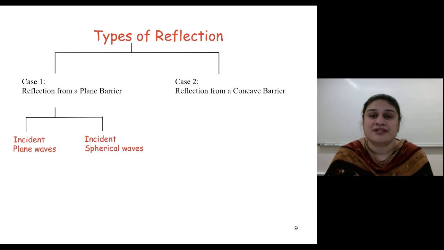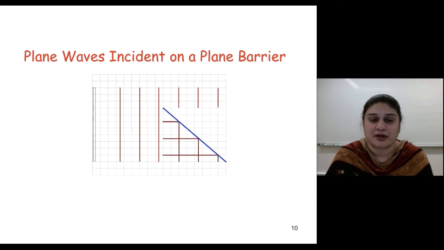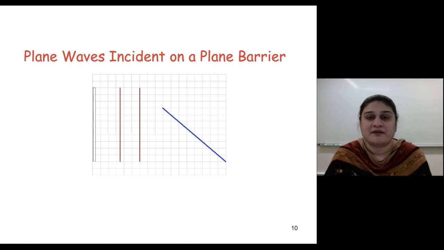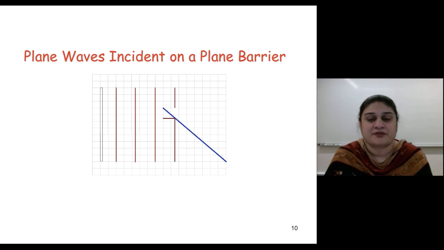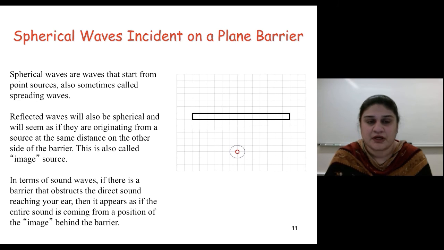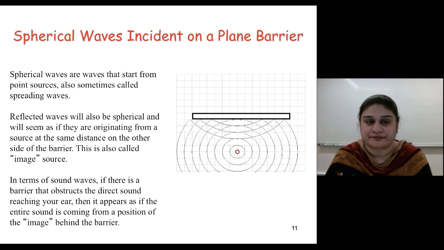There are different types of reflection. The first one is reflection from a plane barrier, in which there can be incident plane waves or incident spherical waves. The other one is reflection from a concave barrier. Let's talk about both of these cases. A plane wave incident on a plane barrier will be reflected as shown in this animation. A plane wave leaves the vibrating material, it reflects from it, and it is reflected back as shown in the animation.